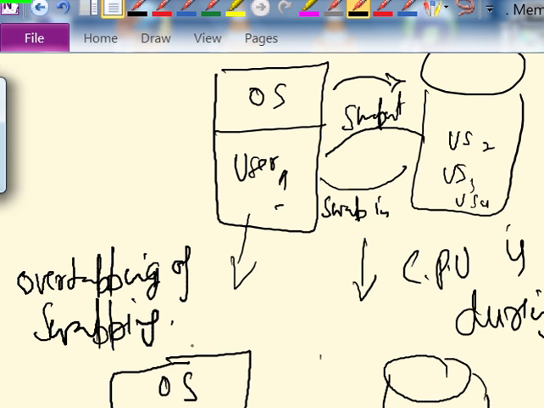Okay, now this job 1 is either finished or it has some input output. So it needs to be swapped where? Into the hard drive, right? And from that, J2 will be put into the user area. But we know swapping takes time. So what we do is, as she said, we swap it here. Let me show it on the other side.